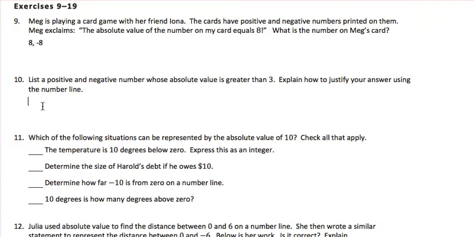In question 10, list a positive and negative number whose absolute value is greater than 3. Now, there are clearly many possibilities. As a matter of fact, an infinite number of possibilities.